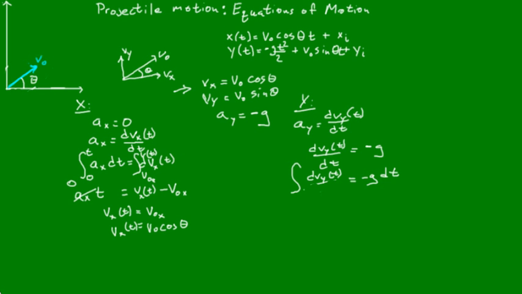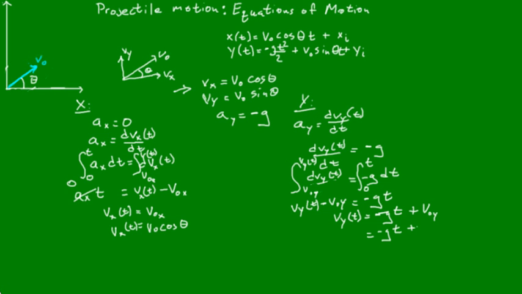We'll do the same thing. We'll integrate this side from v naught sub y to vy of t, and this side we'll integrate from 0 to t. So this side is going to be negative gt, and this side will be v sub y of t minus v naught y. So vy of t is going to be equal to negative g t plus v naught sub y. And earlier we defined that v naught sub y is equal to v naught sine theta. So we'll add v naught sine theta.